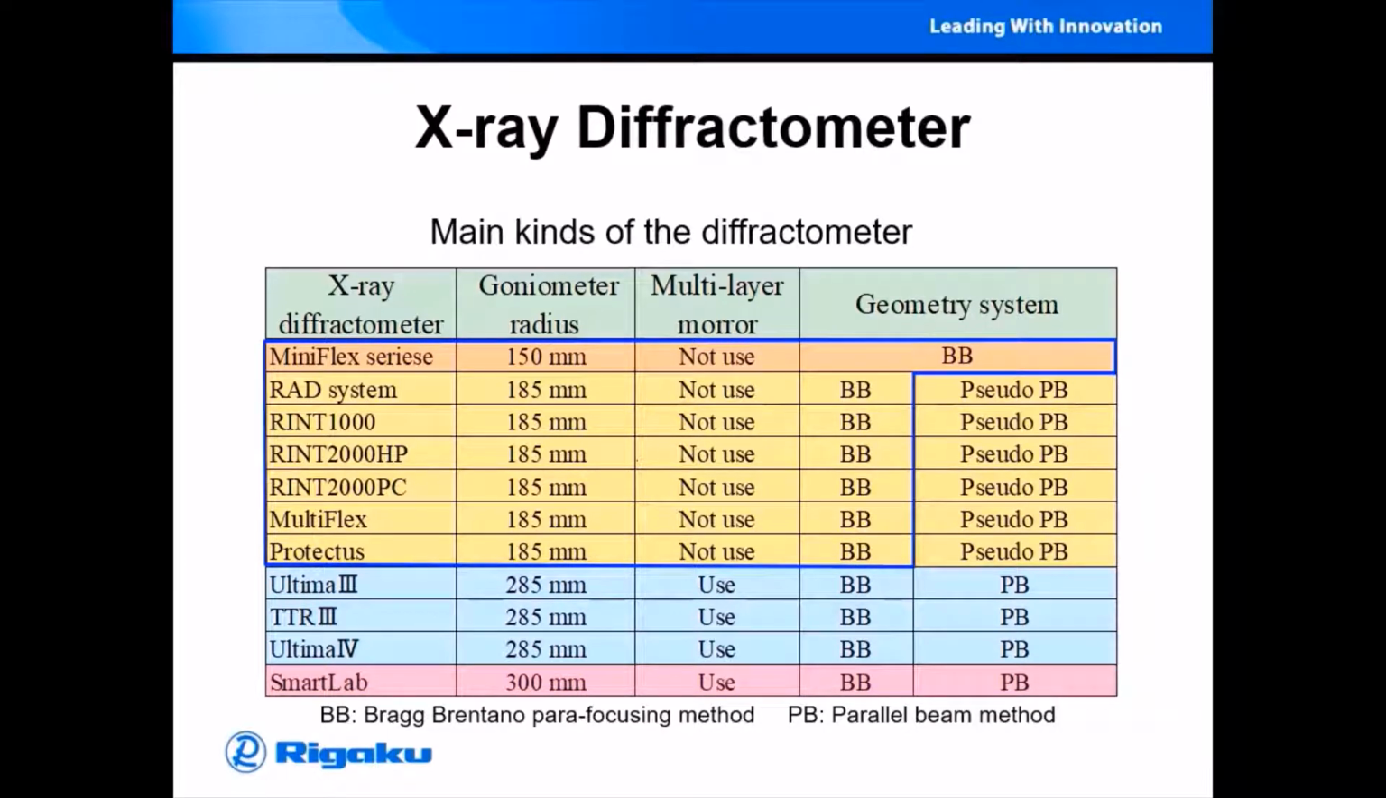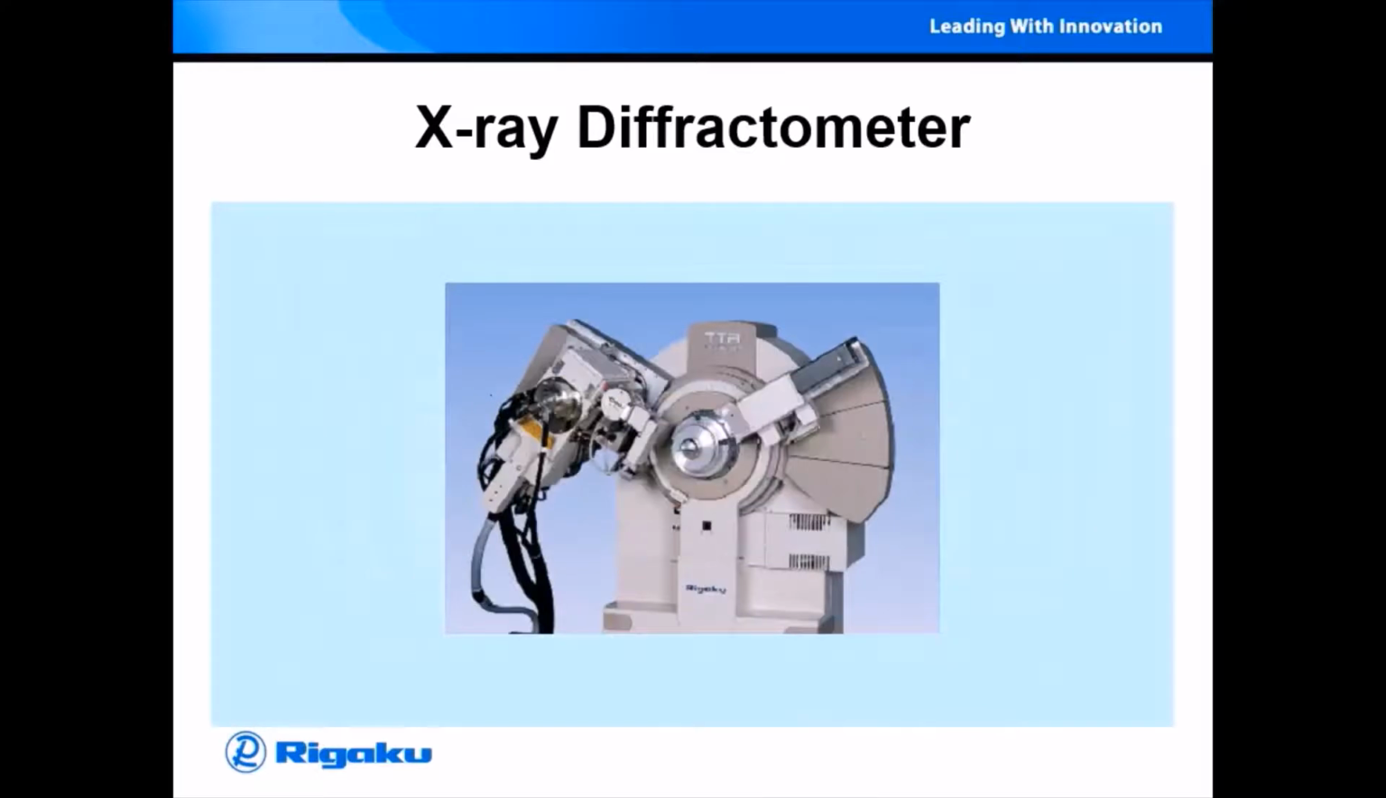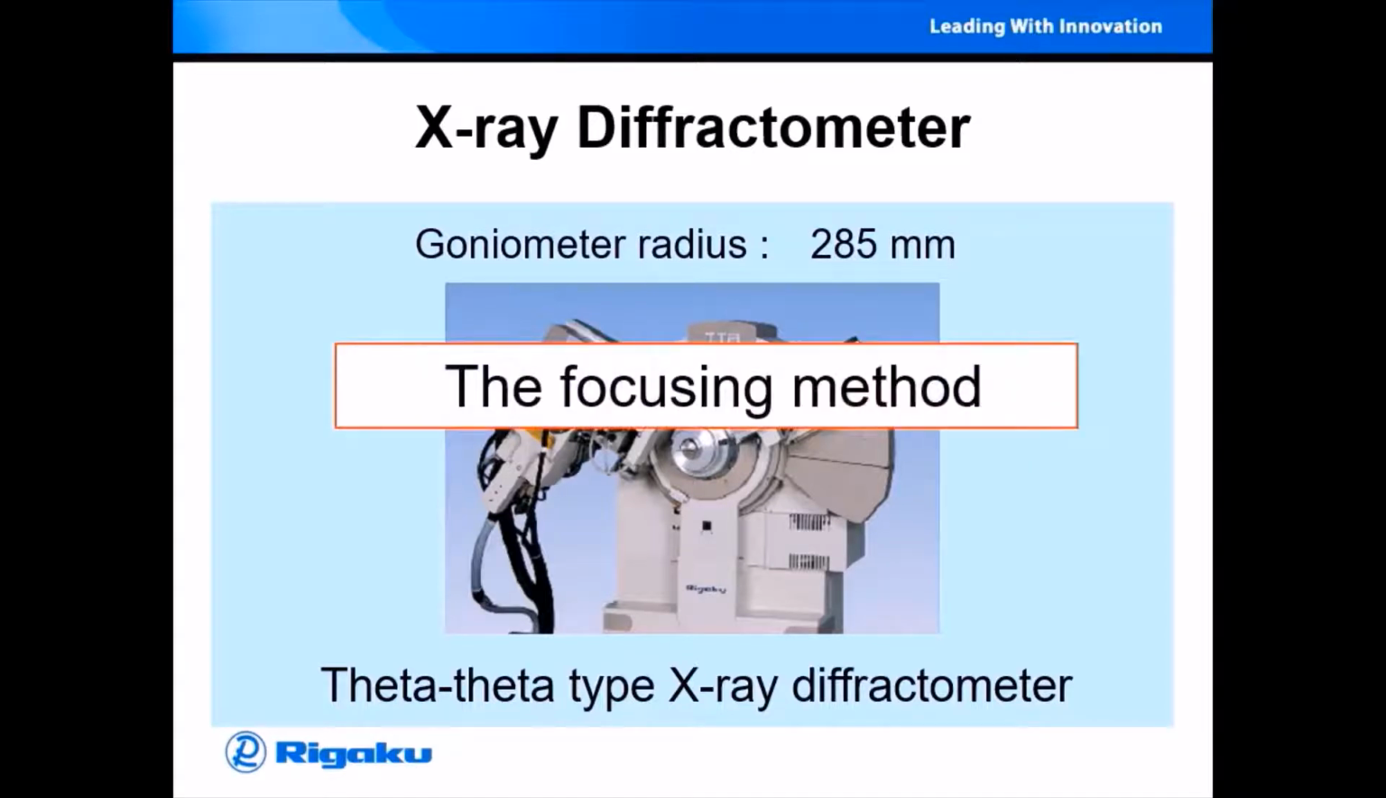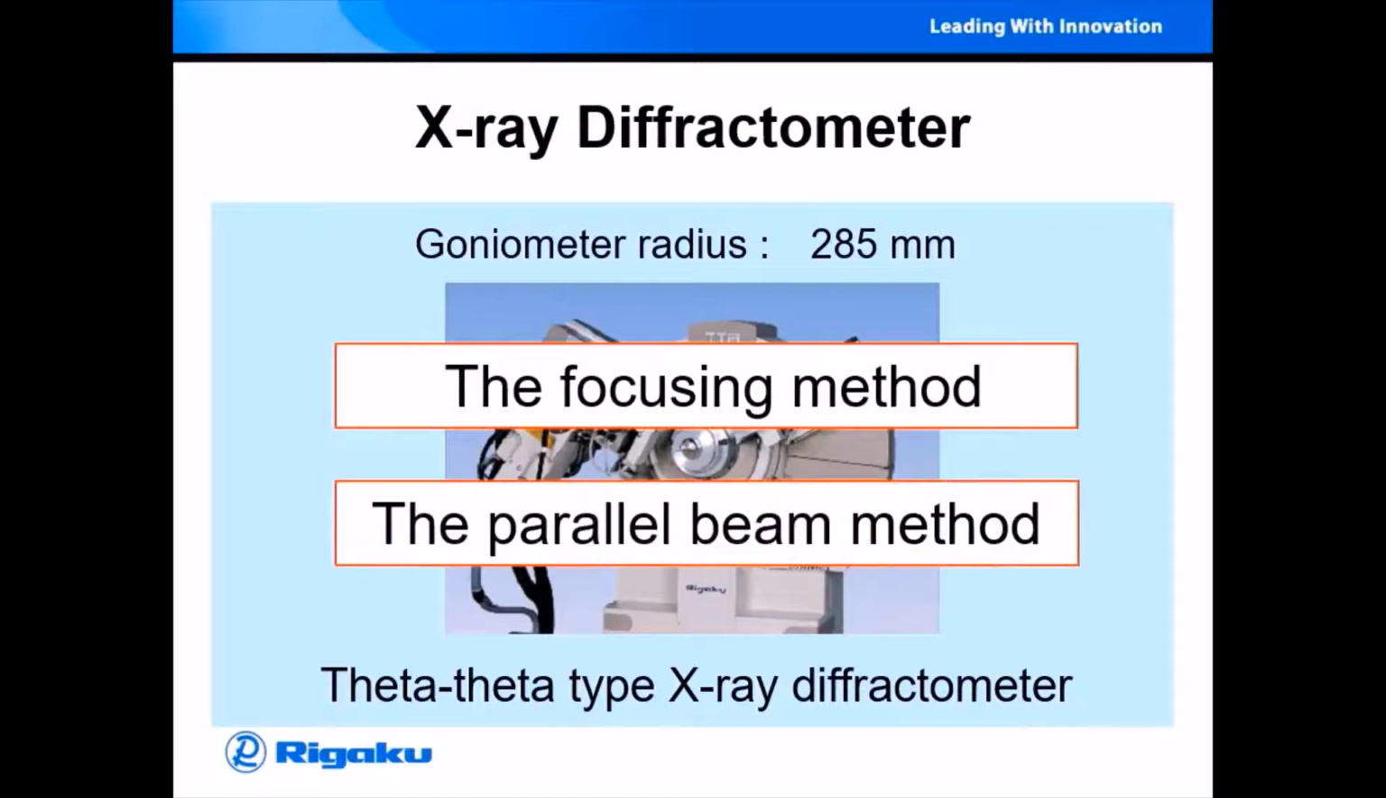The diffractometers used for the explanation in this series, such as the Ultima 3, Ultima 4 or TTR3 of theta-theta type X-ray diffractometer, have a goniometer radius of 285 mm. Now, I start to explain the measurement conditions of the focusing method and the parallel beam method for the theta-theta goniometer with a 285 mm goniometer radius.